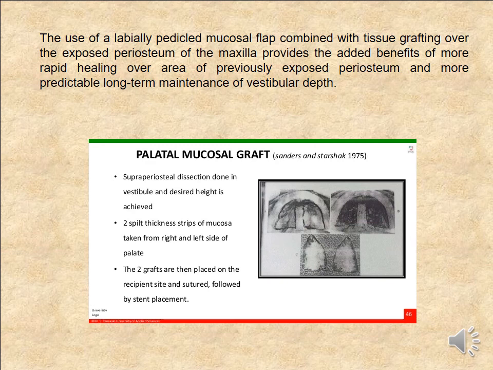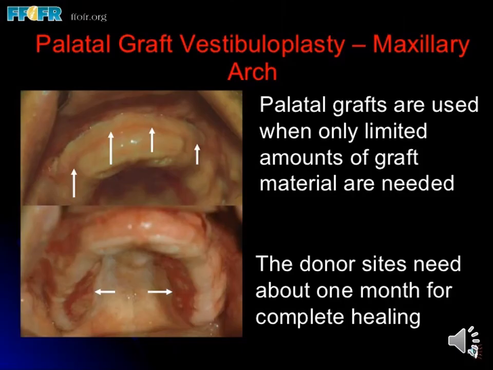The supraperiosteal dissection is done in the vestibule and the desired height is achieved. Two split-thickness strips of mucosa are taken from the right and left sides of the palate. The two grafts are then placed on the recipient site and sutured, followed by stent placement. The palatal graft vestibuloplasty in the maxillary arch: palatal grafts are used when only a limited amount of graft material is needed. The donor site needs about 1 month for complete healing.